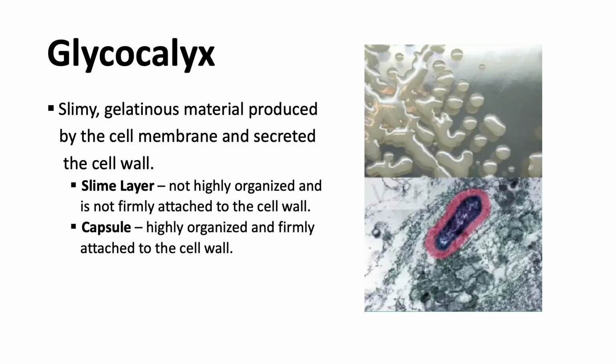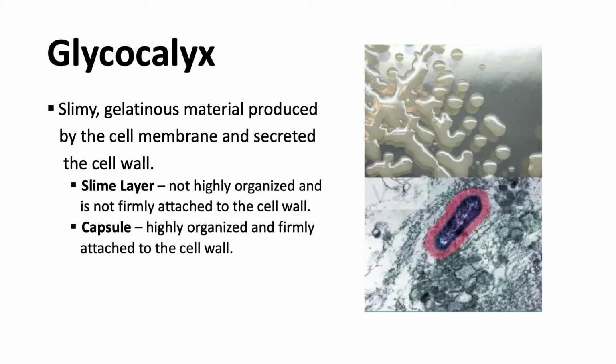Some bacteria have a thick layer of material located outside their cell wall. This is the glycocalyx. Glycocalyx is a slimy, gelatinous material produced by the cell membrane and secreted outside of the cell wall. There are 2 types of glycocalyx, the slime layer or the capsule. The slime layer is not highly organized and not firmly attached to the cell wall. Slime layers enable certain bacteria to glide or slide along solid surfaces and seem to protect bacteria from antibiotics and desiccation. One example of bacteria that has a slime layer is Pseudomonas.